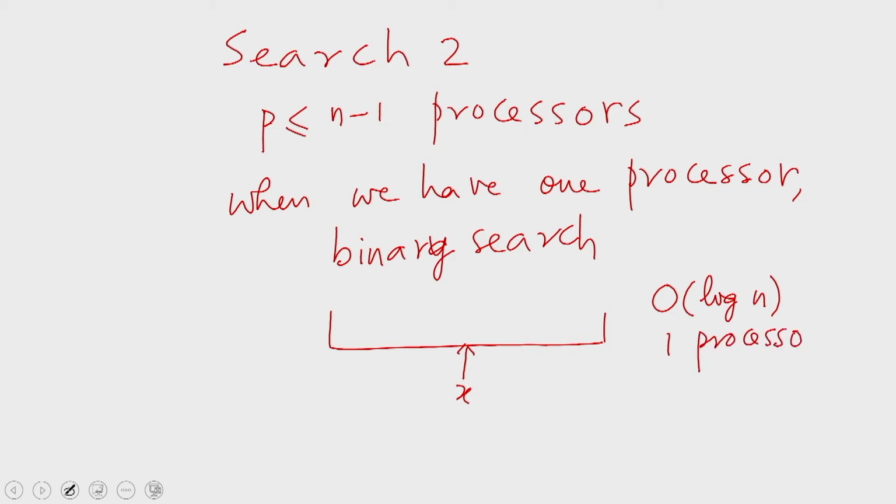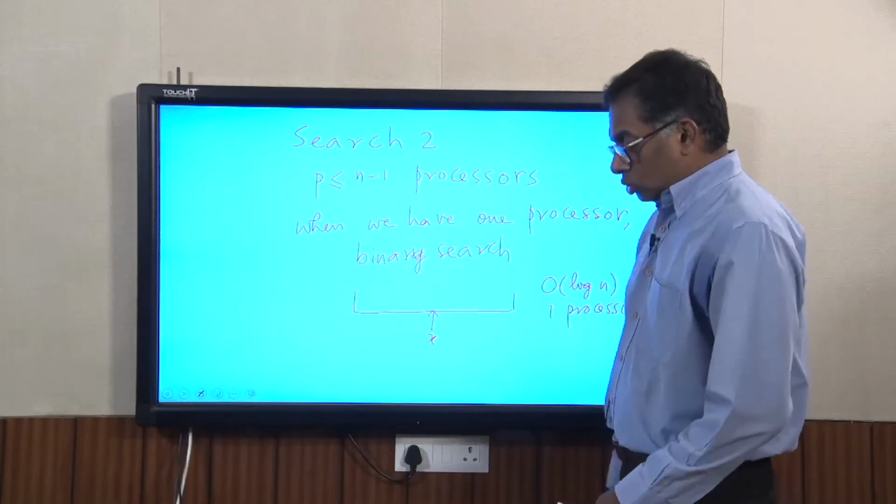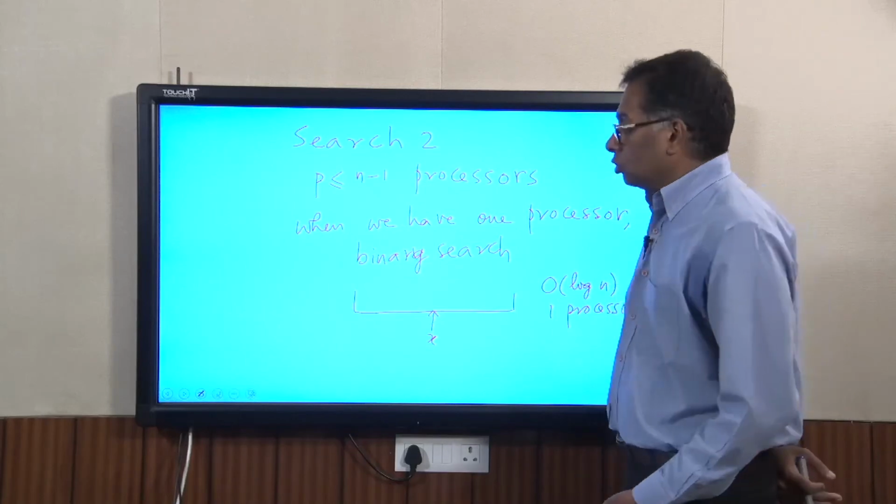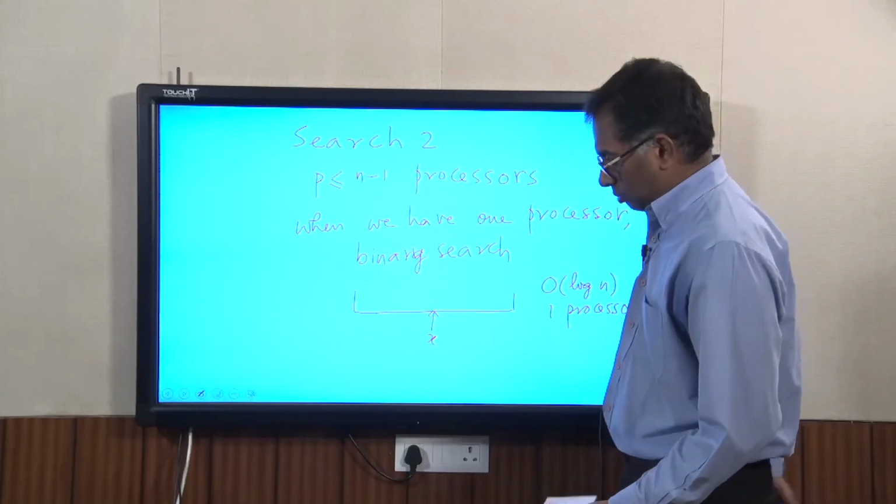So, now we have two algorithms representing the two extremes. If we have one processor, we will be able to perform the search in order of log n time. If we have n minus 1 processors, we will be able to perform the search in order 1 time. What if we have P processors where P is less than or equal to n minus 1? Then obviously we should be somewhere between the two extremes. So, can we design an algorithm which generalizes the two extremes? Such an algorithm can be designed like this.